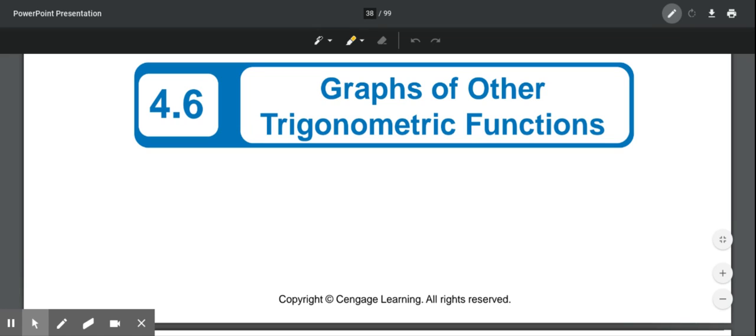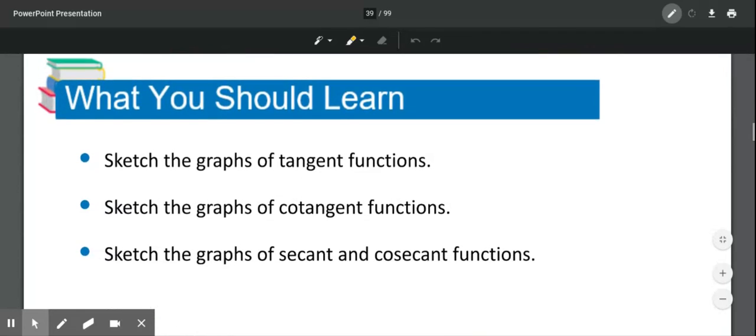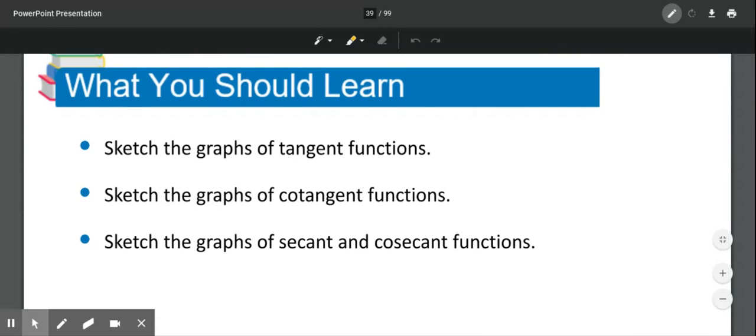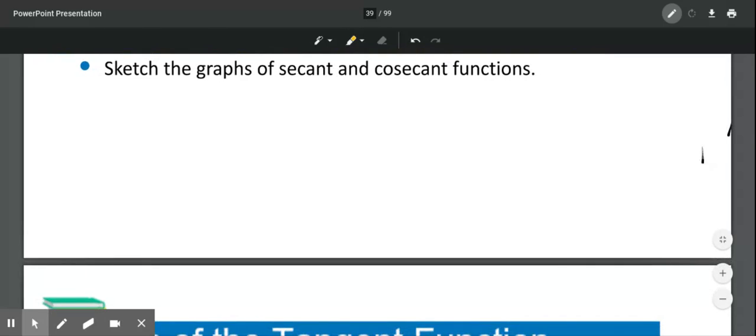Section 4.6, we're going to talk about graphs of the other trigonometric functions. So remember in 4.5, we talked about sine and cosine. And so in 4.6, we have the tangent, the cotangent, the secant, and the cosecant all left to talk about. So we're going to look at the graphs of the tangent and cotangent functions, and then also the graphs of the secant and cosecant functions.